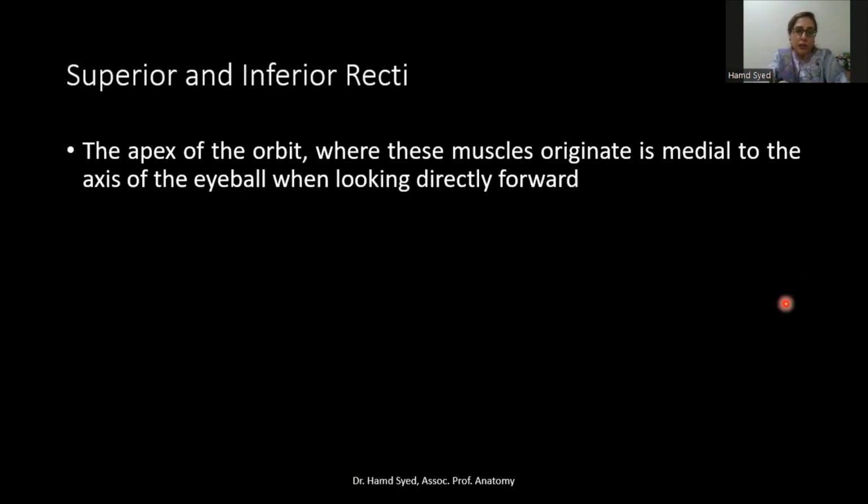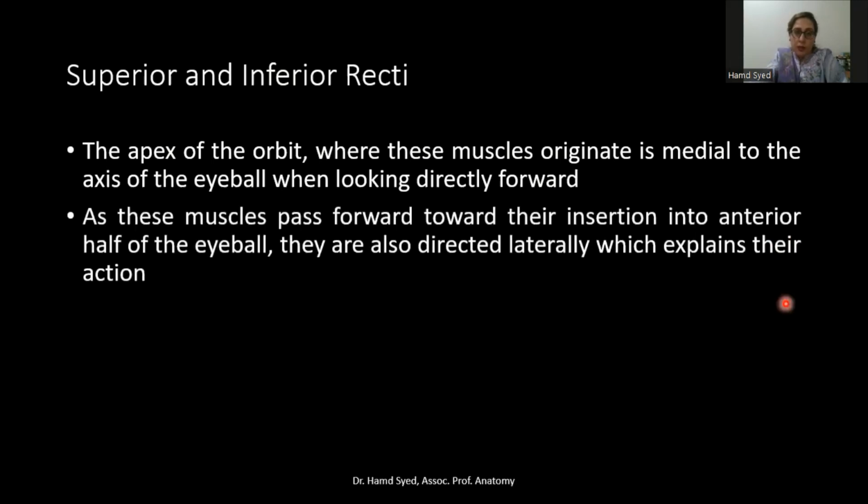So superior and inferior recti, you know the origin is from the apex of the orbit. And keep in mind that their origin is medial to the axis of the eyeball when the eyes are looking directly forwards. So as these muscles pass forward towards their insertion into the anterior part of the eyeball, they are also directed laterally. Although the body of the muscle is straight, the direction of the muscle fibers is lateral to their point of origin. And this explains their action.